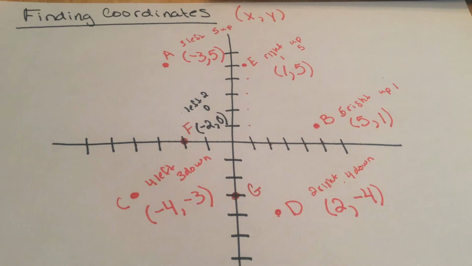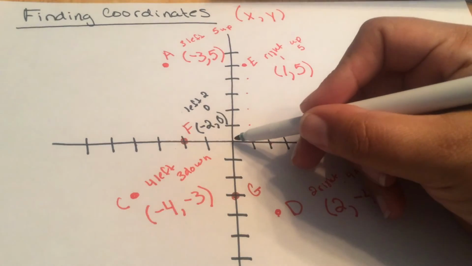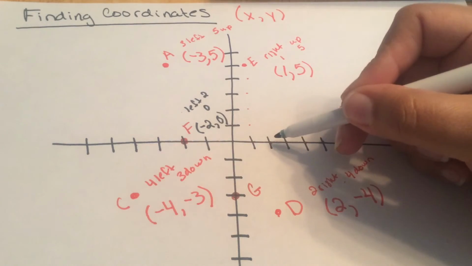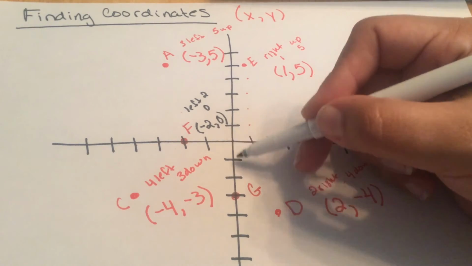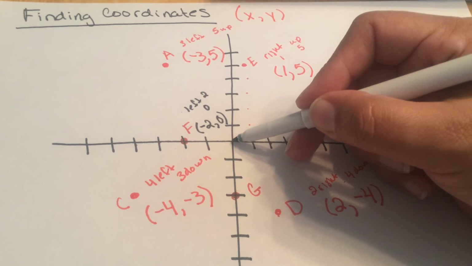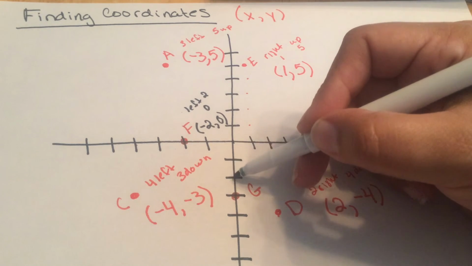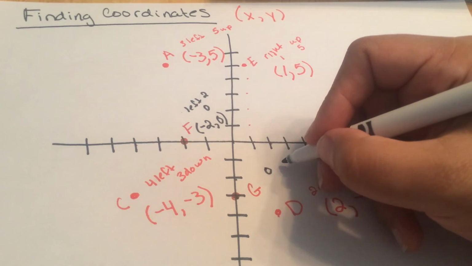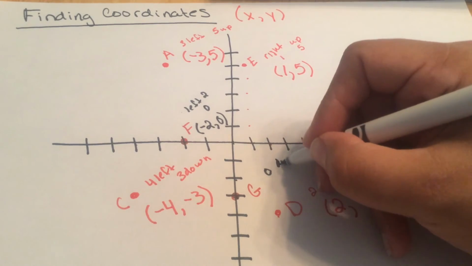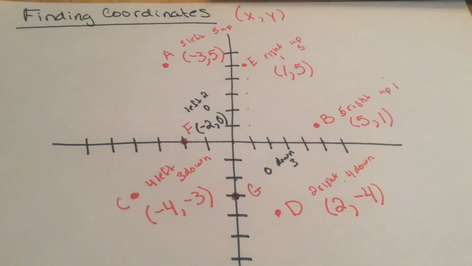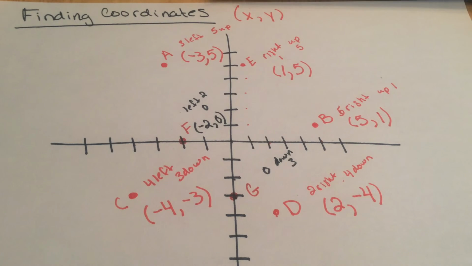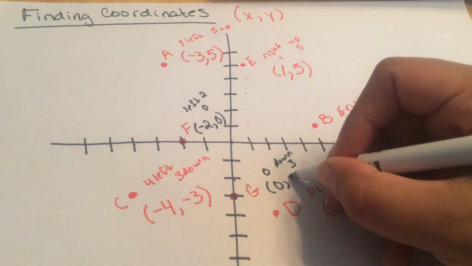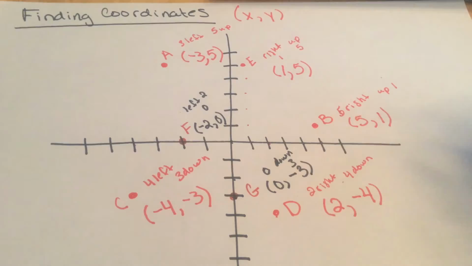Hopefully you don't get that confused with point G. If we look, point G doesn't move any way, left or right along our x-axis. It just stays at that origin piece. But it does move down 1, 2, 3 along the y-axis. So it moved 0 places on our x-axis, and it moved down 3 on our y-axis. Therefore, point G is going to be located at the coordinate 0, negative, because we went down, 3.